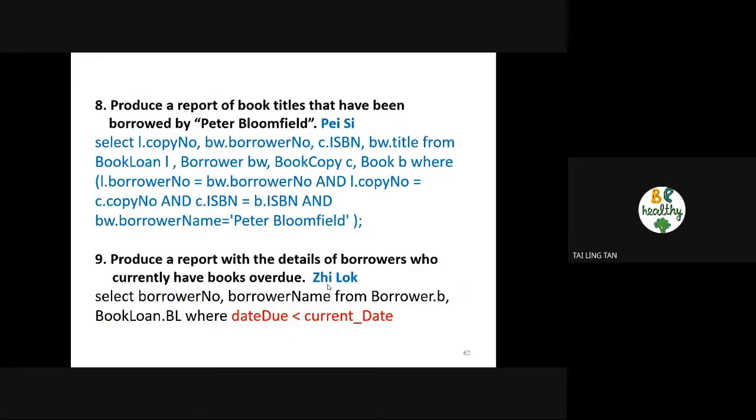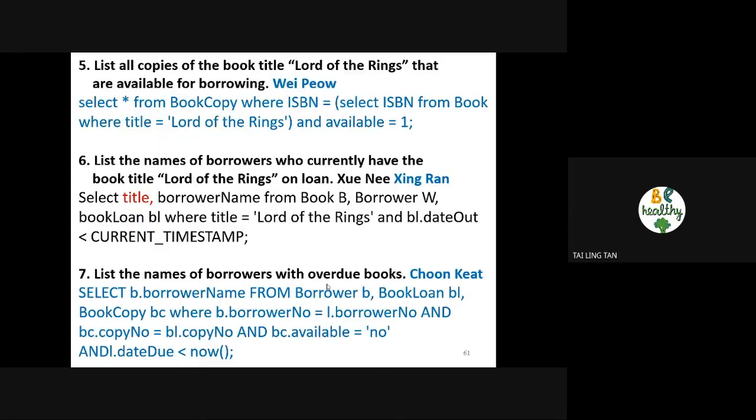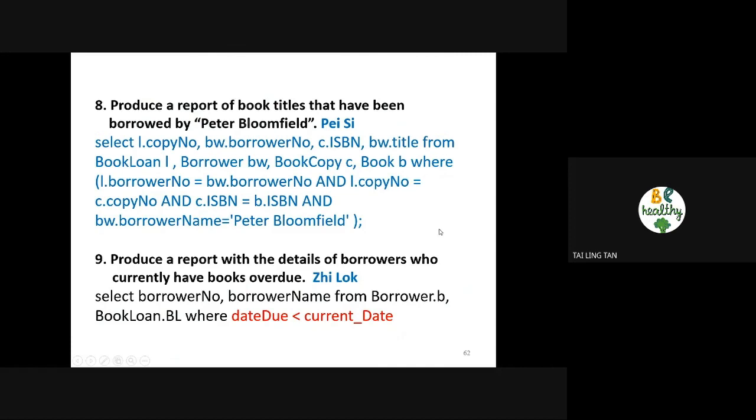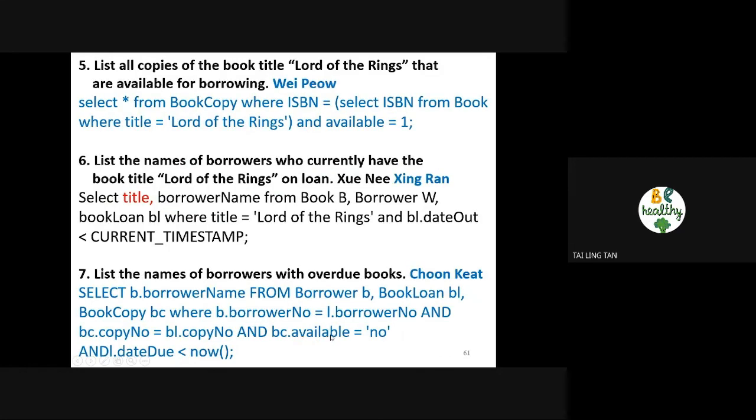Same thing for Sulok, I think. You still are missing one available. Date out, no. Date due less than current. I think your answer here, the current timestamp, is good, so you don't need to worry about this. But this one, you need to change it to date due. Yeah, change it to this one. Okay. Sulok's part is missing available.